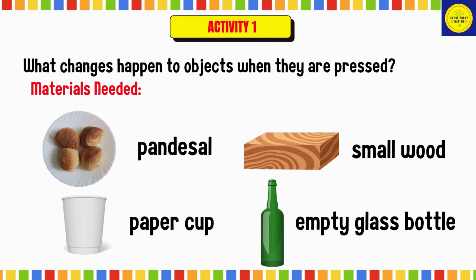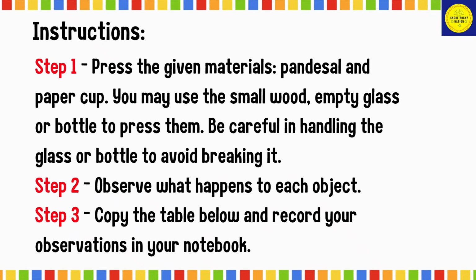For our first activity, what changes happen to objects when they are pressed? Here are the materials that you need: pandesal or any type of bread, paper cup, small wood, and an empty glass bottle. Here are the instructions. Step 1. Press the given materials, pandesal and paper cup. You may use the small wood, empty glass, or bottle to press them. Be careful in handling the glass or bottle to avoid breaking it.